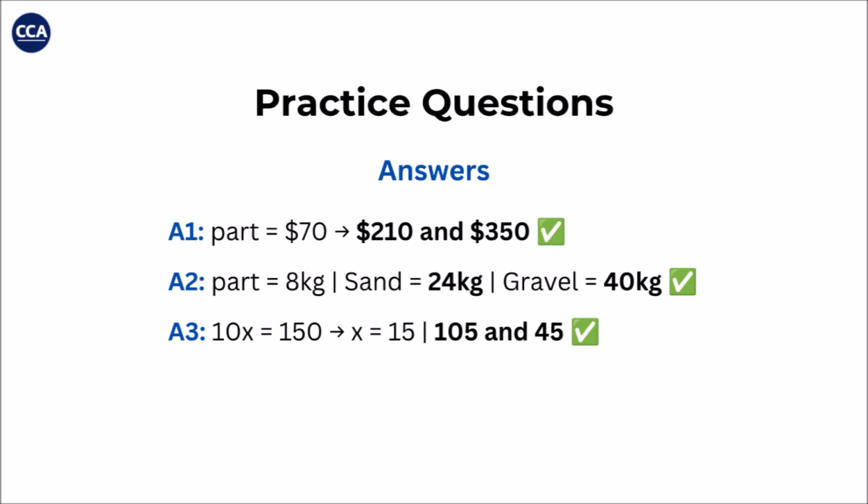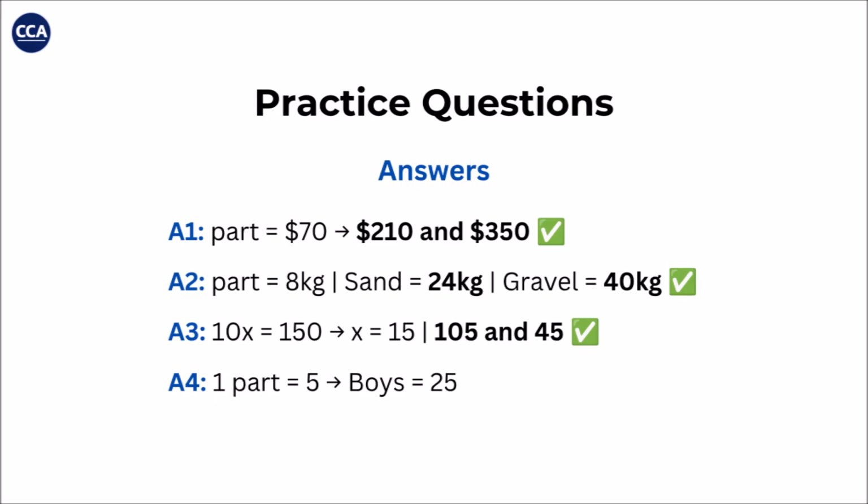Answer 3. Let numbers be 7x and 3x. 7x plus 3x equals 150. 10x equals 150. x equals 15. Numbers, 7 times 15 equals 105 and 3 times 15 equals 45. Check. 105 plus 45 equals 150. Ratio 105 to 45 simplifies to 7 to 3. Correct.